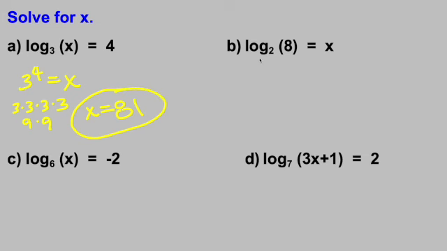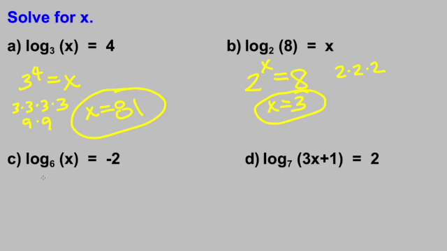Over here, same kind of thing. We're going to go immediately into exponential form. So we'll say 2 to the power of x equals 8. So now you have to ask yourself, 2 to what power is 8? And the answer is 3. And in case you aren't sure about that, you could take 3 2's and multiply them together. 2 times 2 is 4, and 4 times 2 is 8.